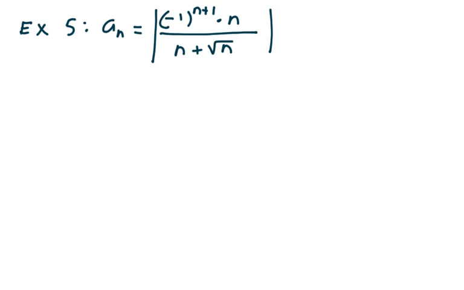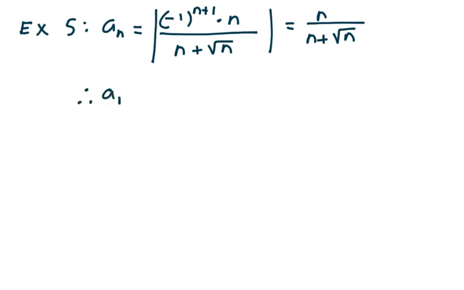Now, would you agree that I can strip away those absolute value bars, right? Because the absolute value of a negative number is a positive number. The absolute value of a positive number is still positive, okay? And so what we ultimately end up getting is n over n plus the square root of n.